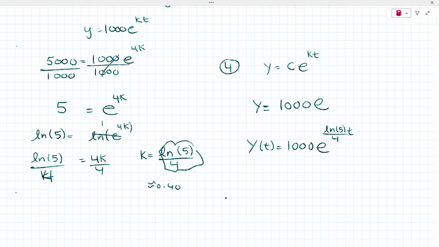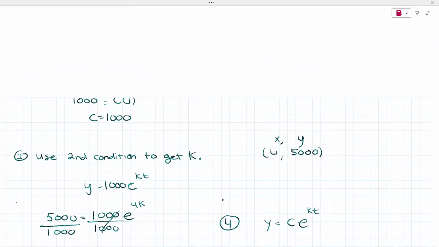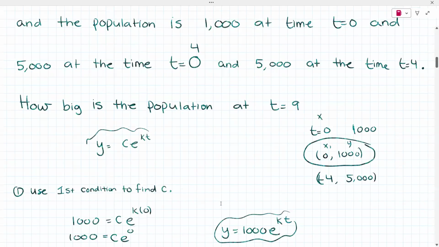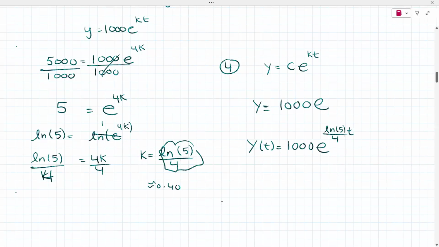The final answer, they're asking, what do they ask? How big is the population at time 9 seconds? So we want to find the y value, right? So let's just plug in 9. So this would be ln of 5 over 4 times 9. Okay, and this is your answer. You can leave it like this.